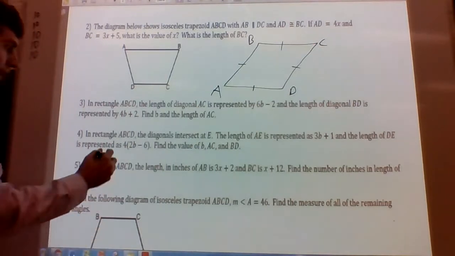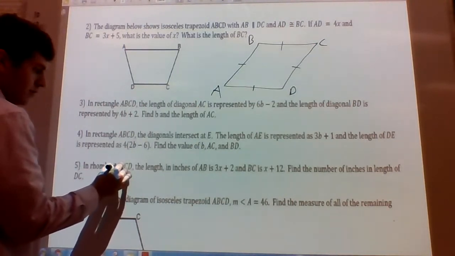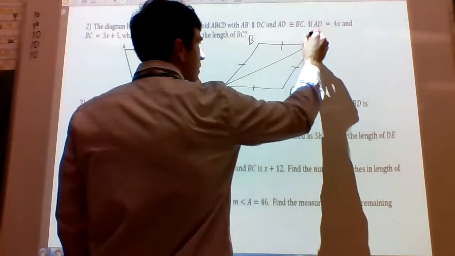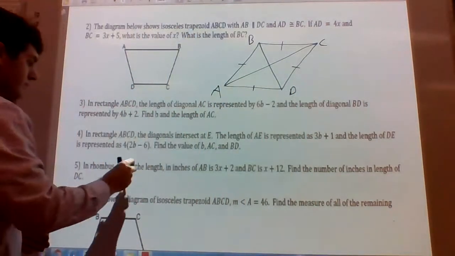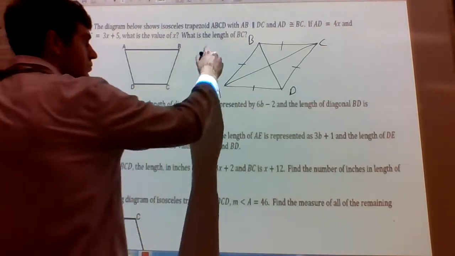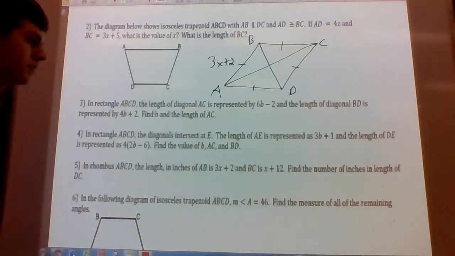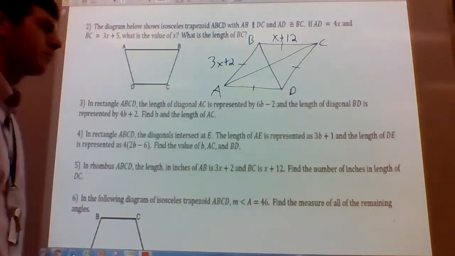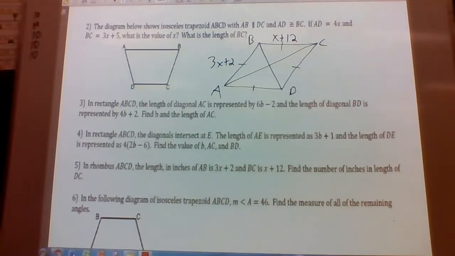Our diagonals here are going to be AC and BD. Oh no, I was reading the other one. We don't need to put diagonals in, but that's fine. The length in inches of AB is 3x plus 2. BC is x plus 12. Find the number of inches of the length of DC.